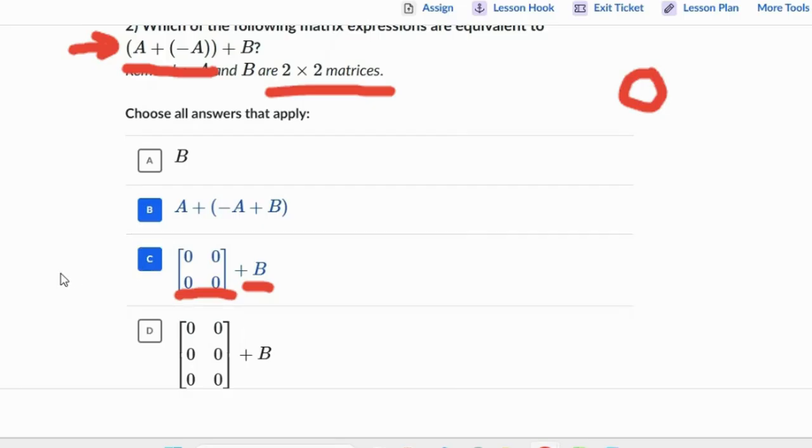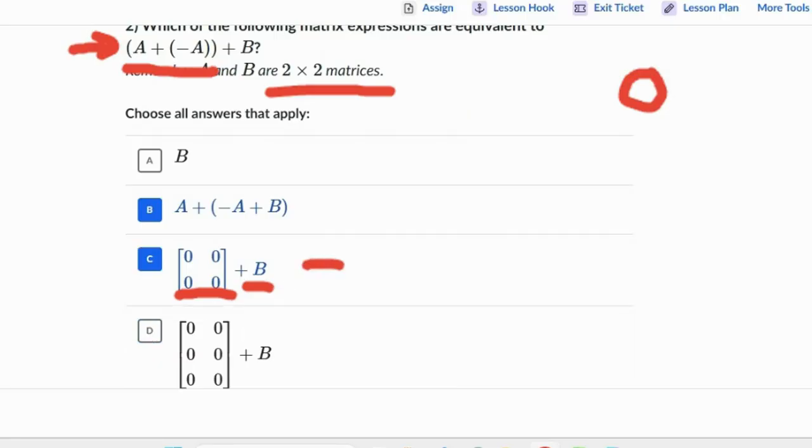But what else is equivalent to that? Could we add the negative A to the B first and then add it to A? Well, yeah, we just looked at a property that said if we got three things we're adding together, it doesn't matter in which order we add them. So yes, B is the same. But what about A and D? Are those the same?